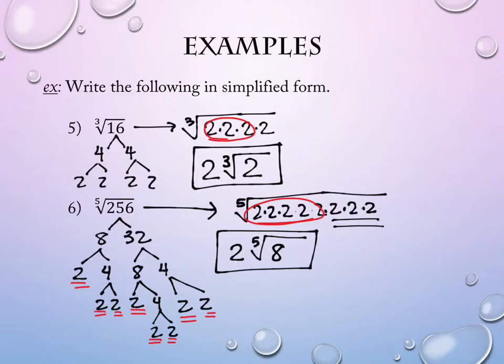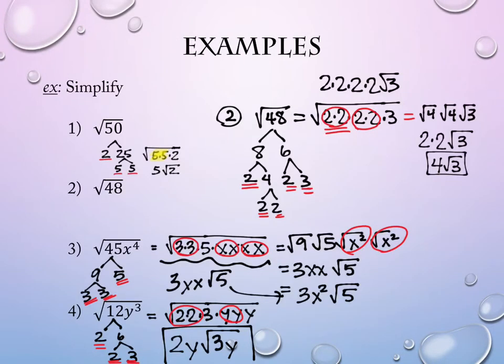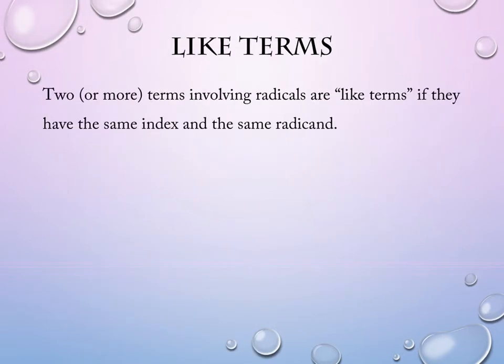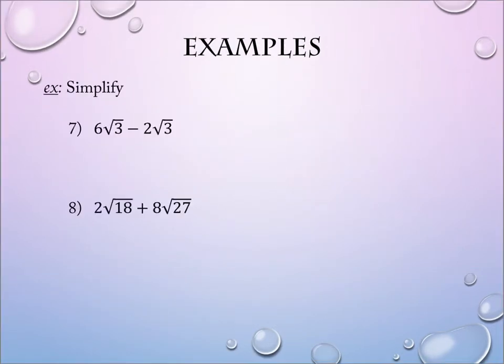So for instance, back on the first slide where I had the numbers 1 through 4, they all have an index of 2, because they're all square roots. But none of the radicands are the same. So since the radicands are not the same, I can't combine them, even though the indices are. So let's take a look at some where we maybe are able to combine some things.